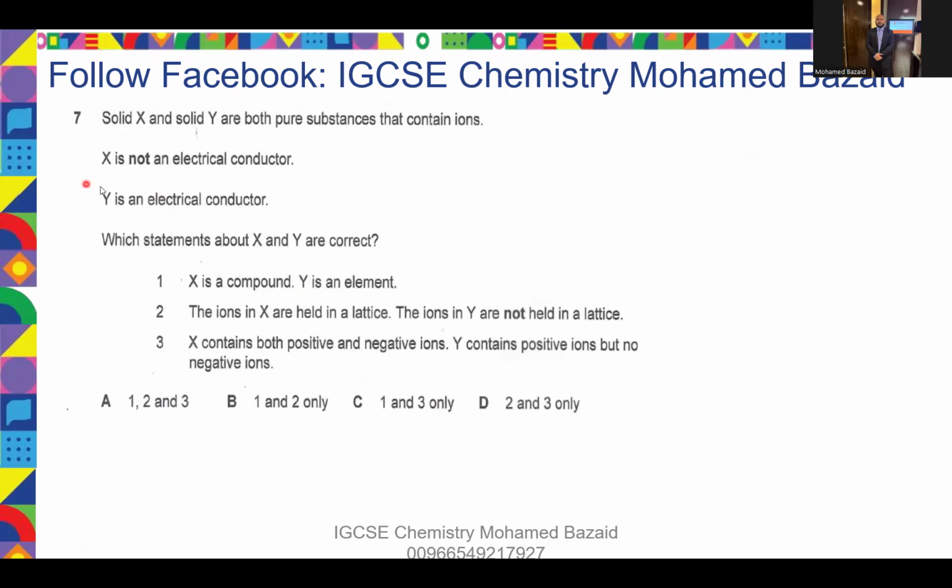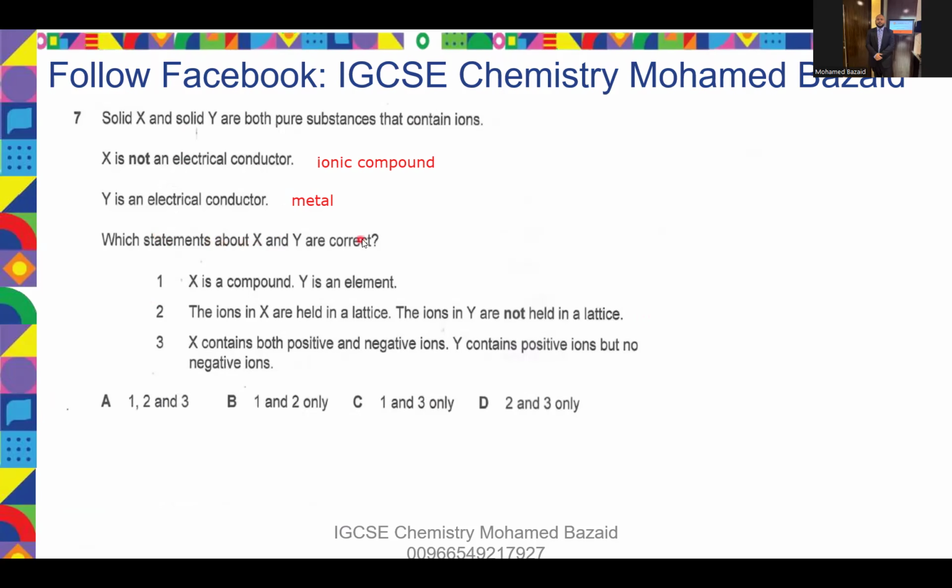Next question. Solid X and solid Y are both pure substances that contain ions. Both are solid and both contain ions. X is not an electrical conductor. It contains ions and it is solid and doesn't conduct electricity, so this is an ionic compound in solid state. Y is an electrical conductor, so this is a metal, because a metal contains positive ions, if you remember the definition of metallic bond.